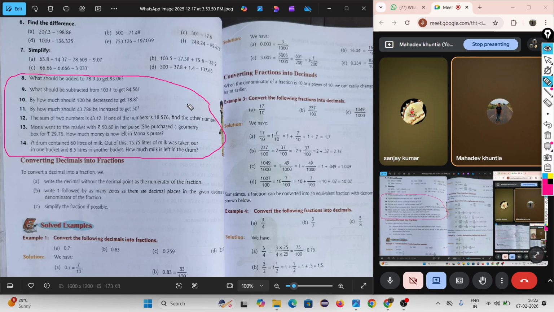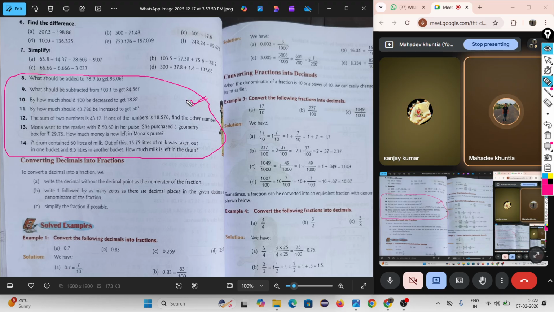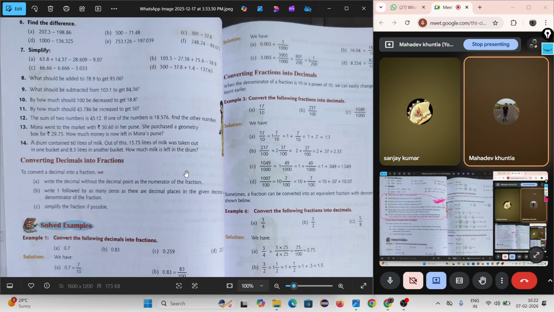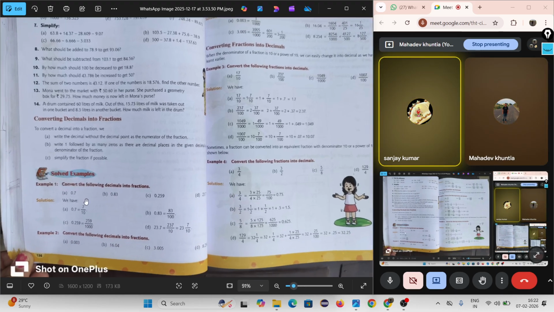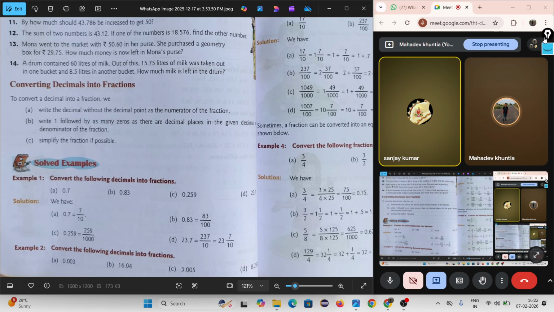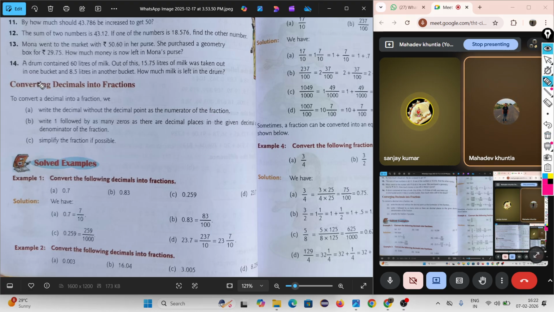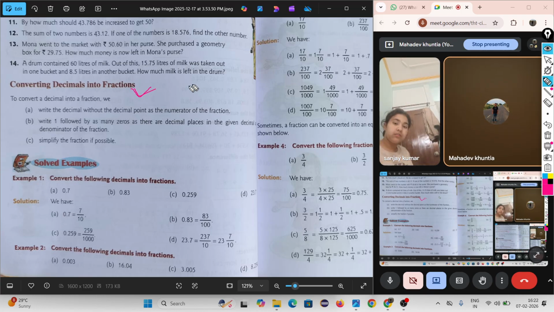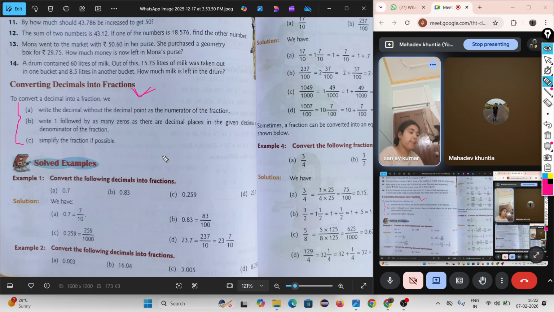Okay. Now we have to leave this. But you should remember some word problem questions are left. Then look at the next concept: converting decimal into fraction. How to convert a decimal into fraction? Read rule number 1. There are 3 rules. Page number, converting into fraction.